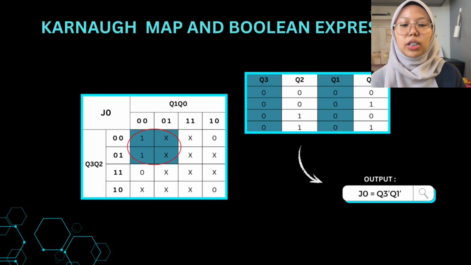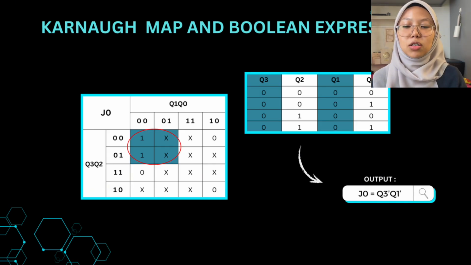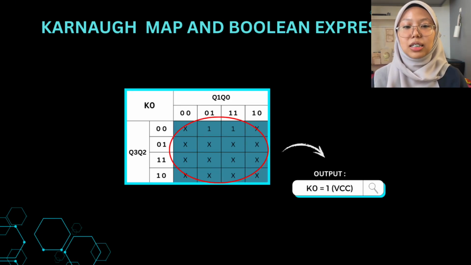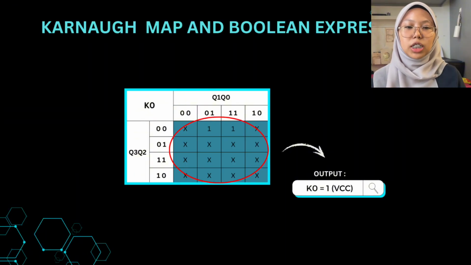Next, here we have the K-map for J0. Through the identified groupings, the simplified expression for J0 is Q3 bar and Q1 bar. This means J0 uses a logical OR gate. Next is Karnaugh map and Boolean expression for K0. The output is 1.